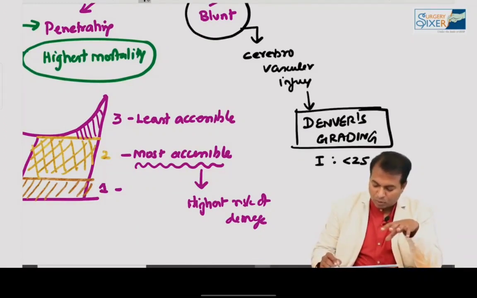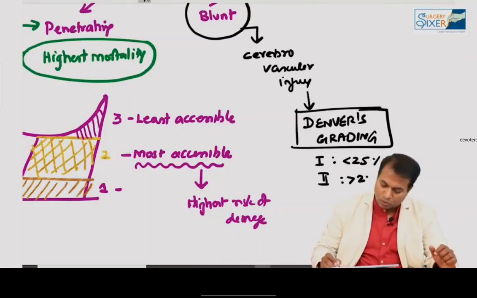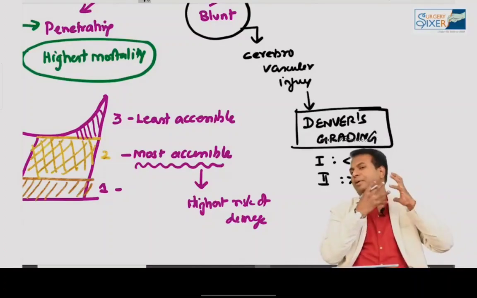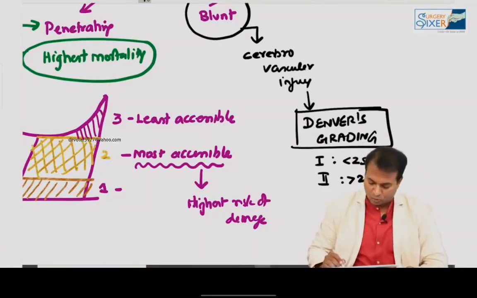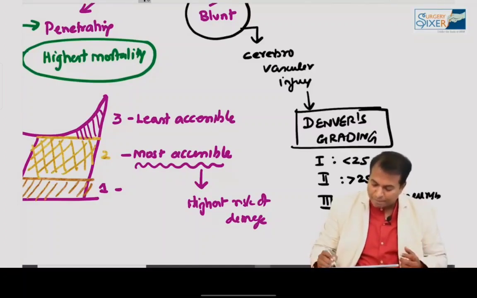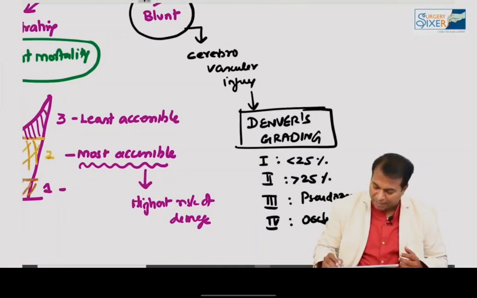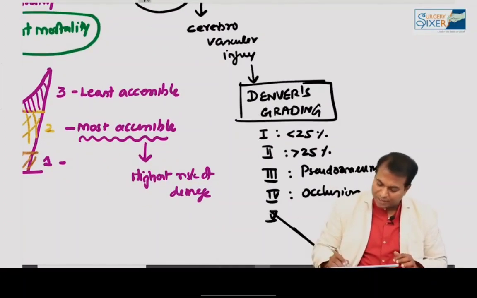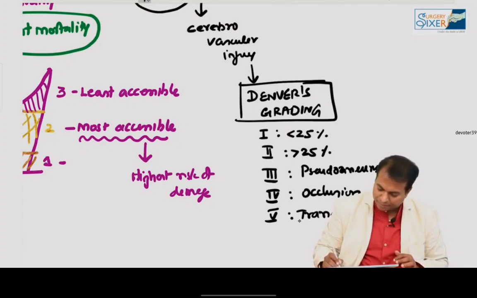In grade 1, the lumen of the vessel is narrowed less than 25% because of hematoma. In grade 2, the narrowing is more than 25%. Grade 3 is pseudoaneurysm, where a pseudoaneurysm is formed in the vessel. Grade 4 is occlusion, where the vessel is completely occluded, and grade 5 is transection of the vessel. So what do you do now?